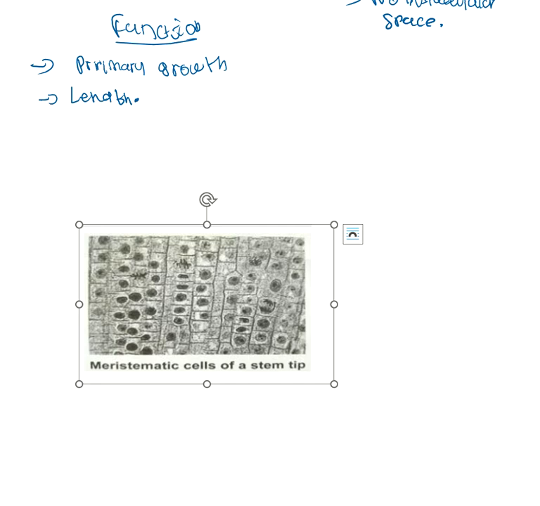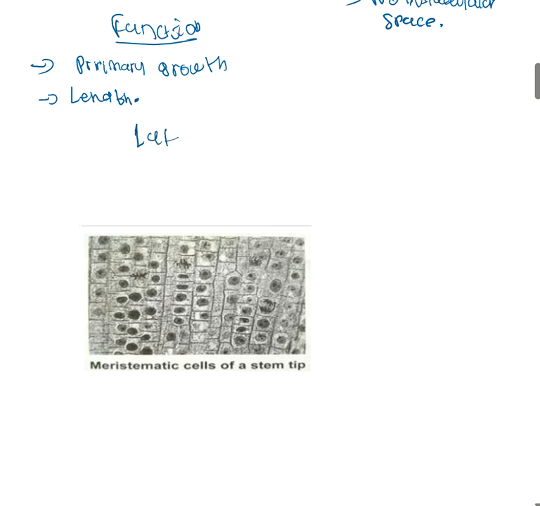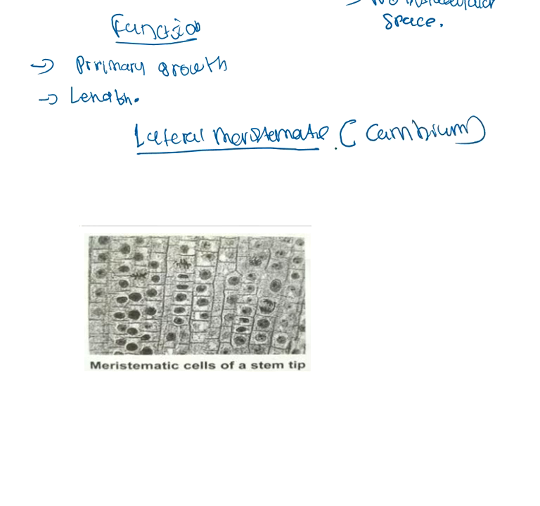Let's look at another type of meristematic tissue. The other type is what we call lateral meristematic tissue. This lateral meristematic tissue is also known by another name, cambium. We call it cambium.